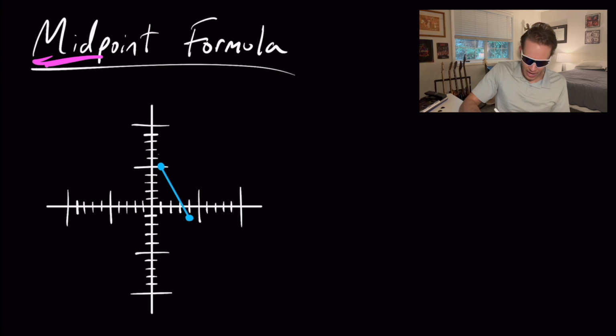So if we were to just eyeball this blue line segment here, right, we could say the midpoint's probably going to be somewhere about there. Now there's an actual formula that you can use to figure out precisely what the x and y values of that point are going to be. And the formula looks like this.